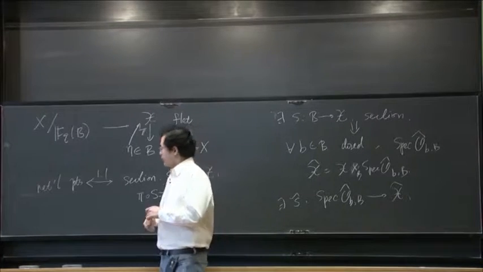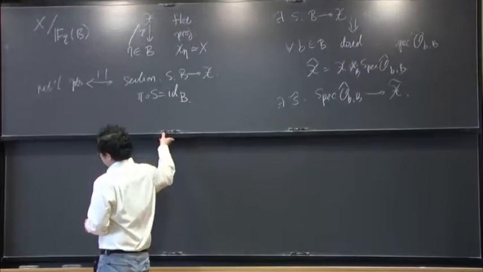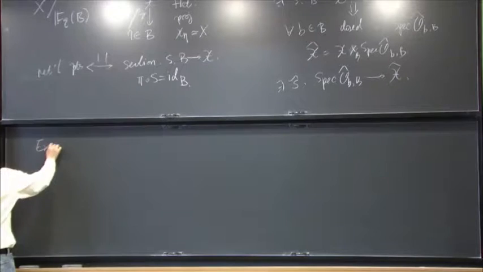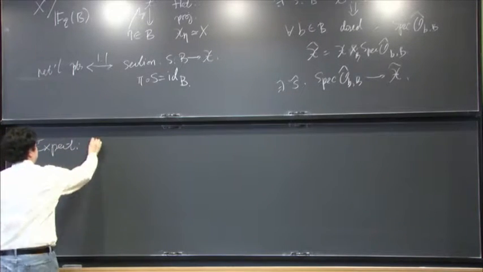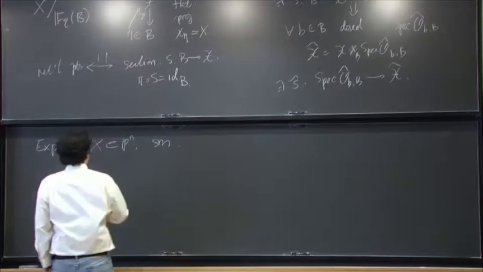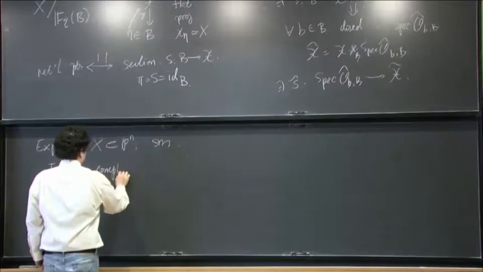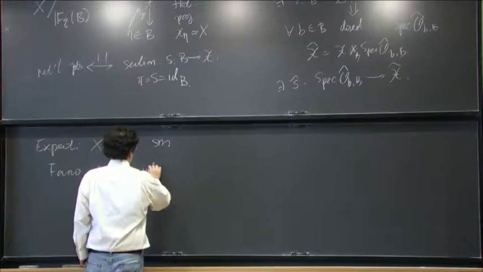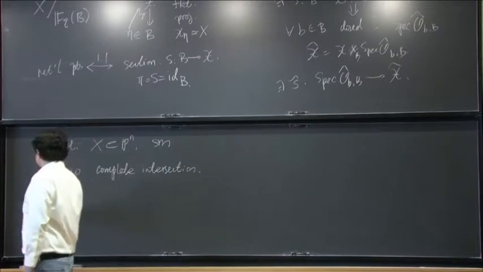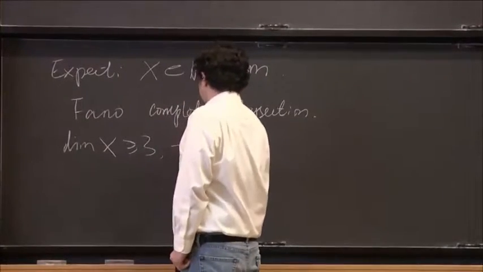And in general, we expect that if X inside of P^n is a smooth complete intersection, and also the dimension is at least 3, then the Hasse principle should hold.